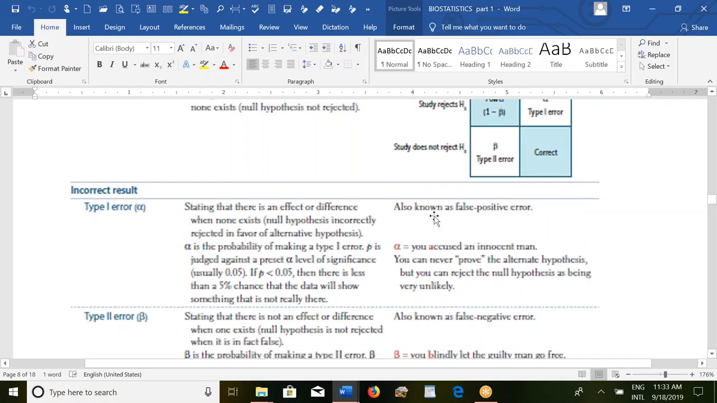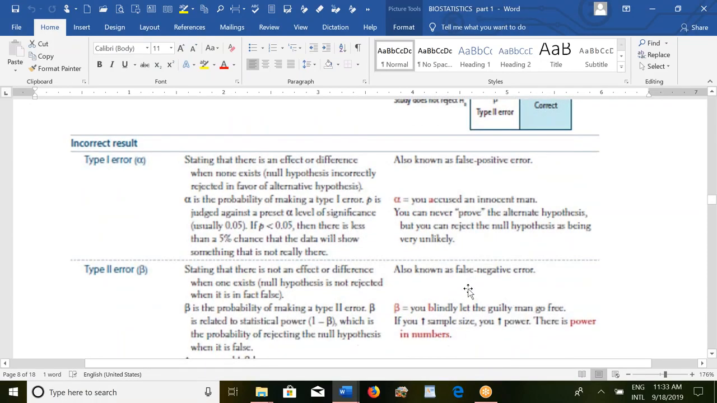So this is also known as false positive error. Type 1 error or false positive error are the same thing. Alpha is when you accuse an innocent man. You can never prove the alternative hypothesis, but you can reject the null hypothesis as being very unlikely. So type 1 error: rejecting null hypothesis incorrectly in favor of alternative hypothesis, that is type 1 error.